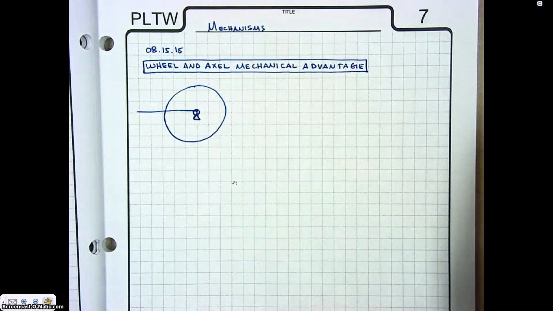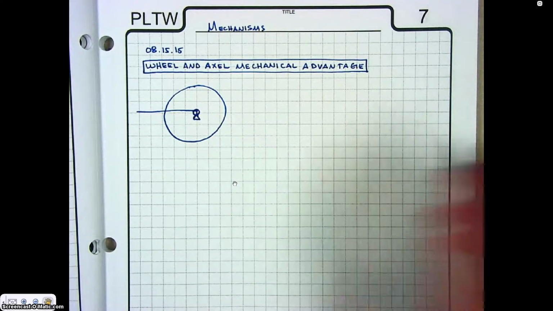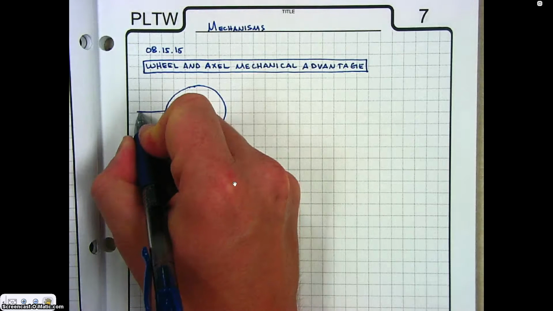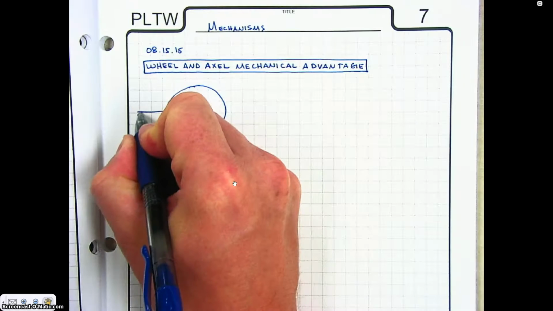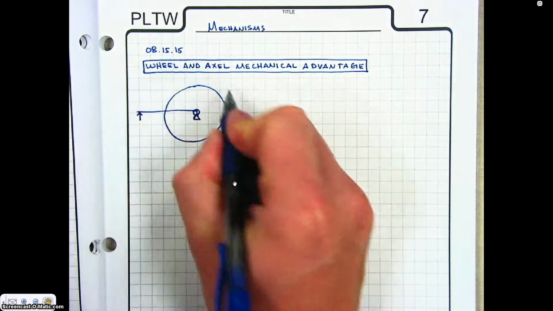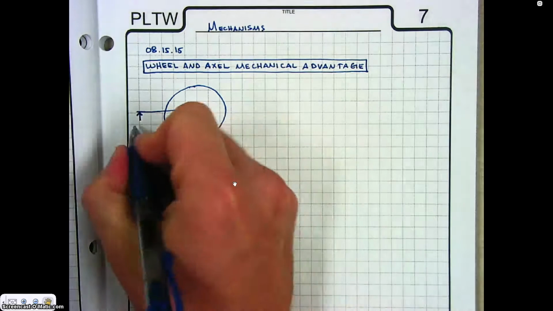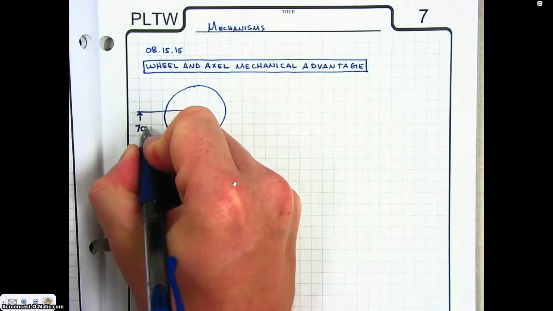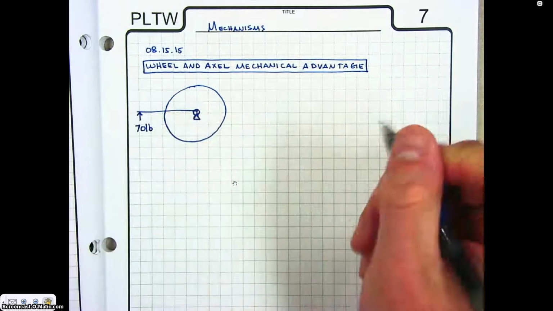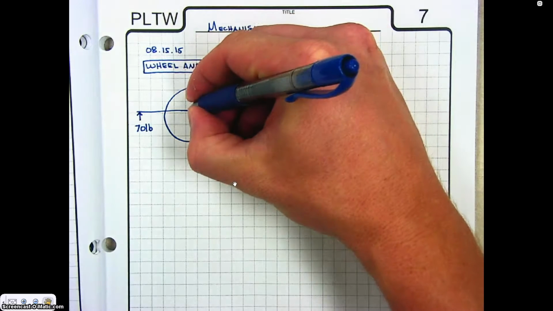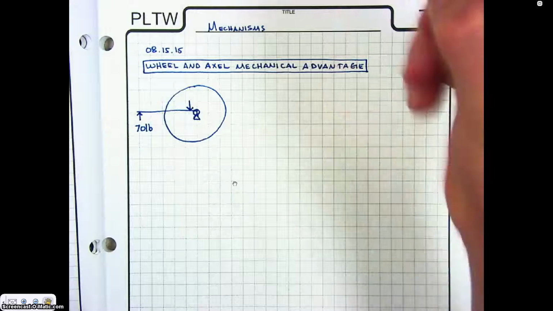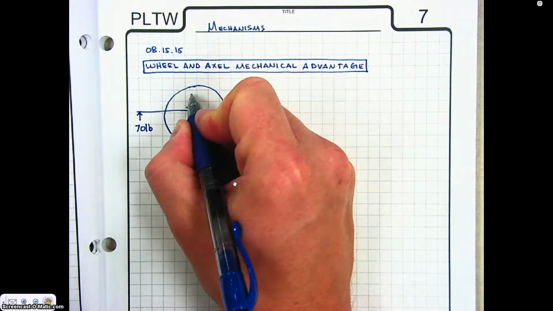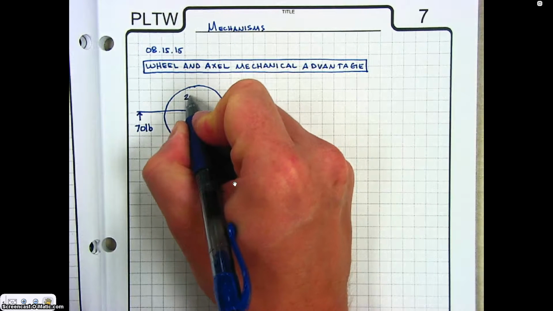Then we can start putting some forces on this. So I'm going to put a force right here that's pushing up. We're going to call that a 70-pound force. Put an opposing force right here, and it's going to be a 200-pound force.